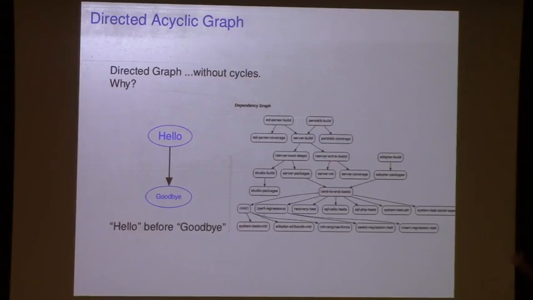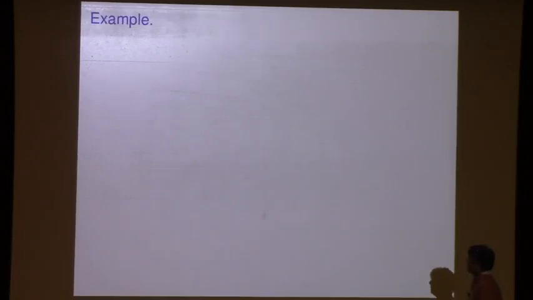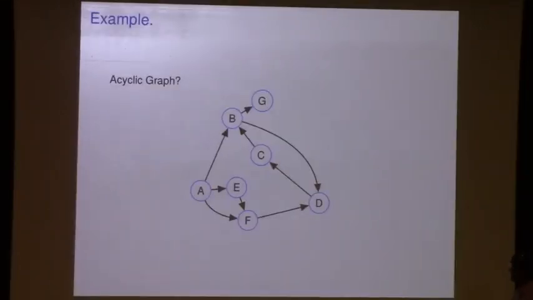And if there's a cycle somewhere in this graph, I'm out of luck, right? It's hard to build things in some order, where the edges represent precedences. Okay, so an acyclic graph. Is this one acyclic? Where's the cycle? Yeah, there's a cycle, right? Everybody see the cycle? Okay.